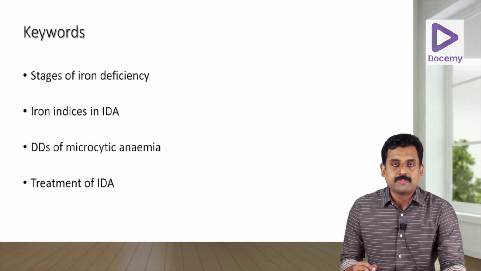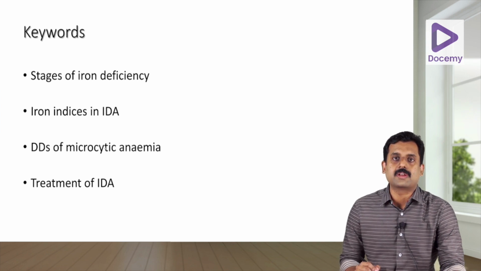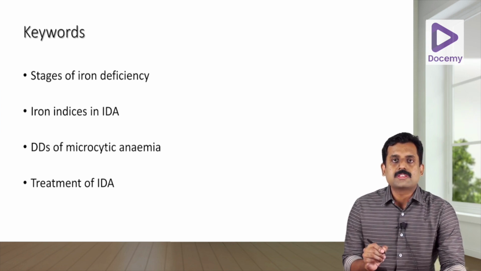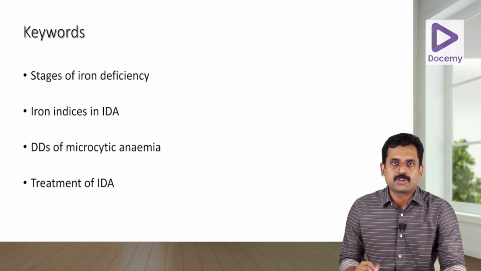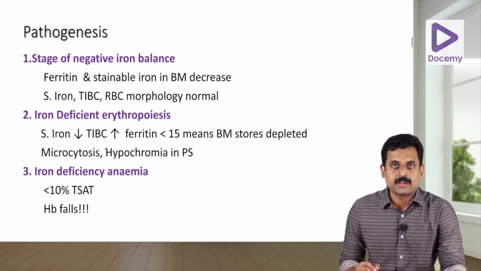Okay, we will see the keywords. These are actually different subheadings: stages of iron deficiency, iron indices in iron deficiency anemia, differential diagnosis in microcytic hypochromic anemia, and treatment of iron deficiency anemia. I have kept these words because any of these can be asked as a short note in your university theory exam. Okay, so we will start with the pathogenesis of iron deficiency anemia.